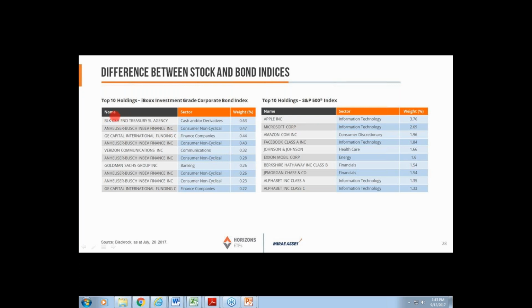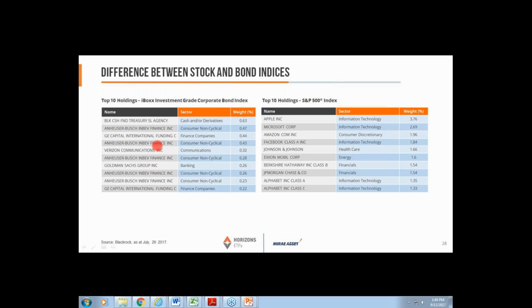Well, let's take a look at the U.S. corporate bond index. Well, this is quite a bit different. We see Anheuser-Busch as 3 of the largest lines, Goldman Sachs, GE Capital, Verizon. So what's happened here is bond indices have been weighted by the companies with the most amount of outstanding debt, the size of their debt issuances.